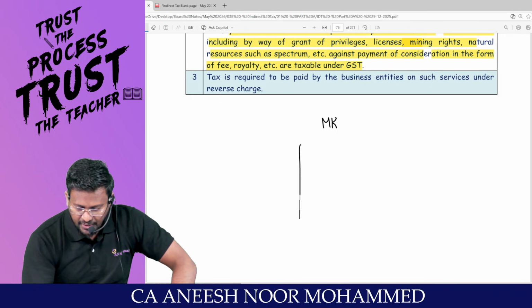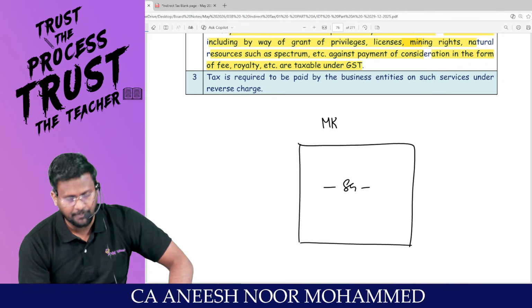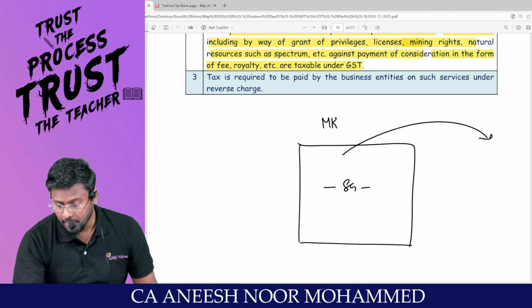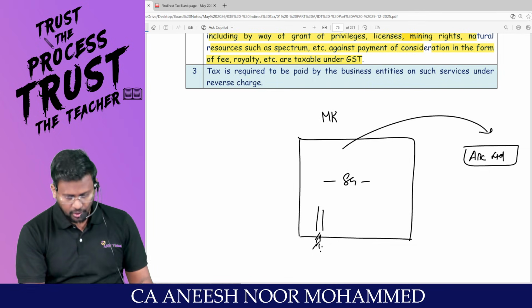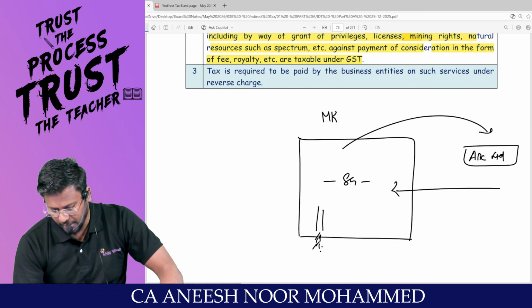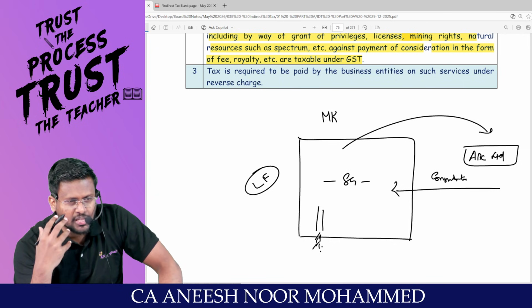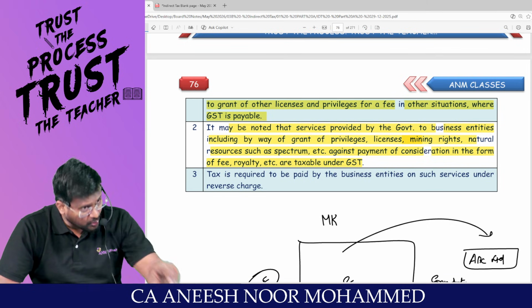Mining rights means what? There is a piece of land in a particular state. Actually, this land belongs to a state government. This land, the state government is allowing to ABC Limited for the purpose of mining. They will be putting holes. They will be extracting oil and all from the land. For this, ABC Limited has to pay consideration to the state government. So this is also a license fee because the state government is providing the license to that particular company. Am I right? It will be subject to GST.